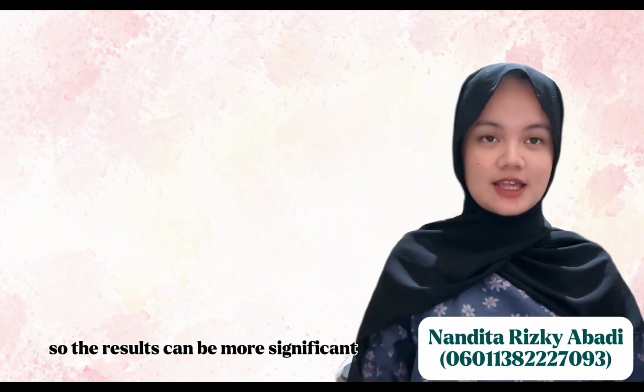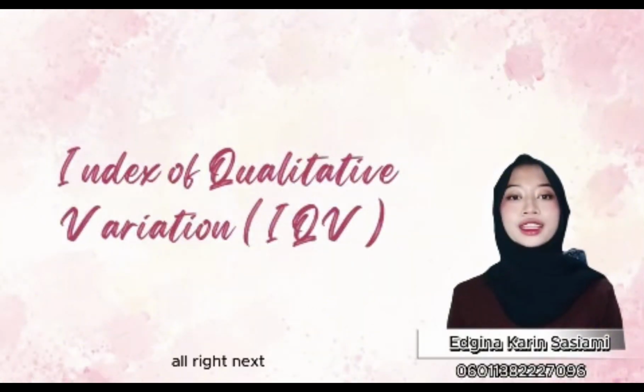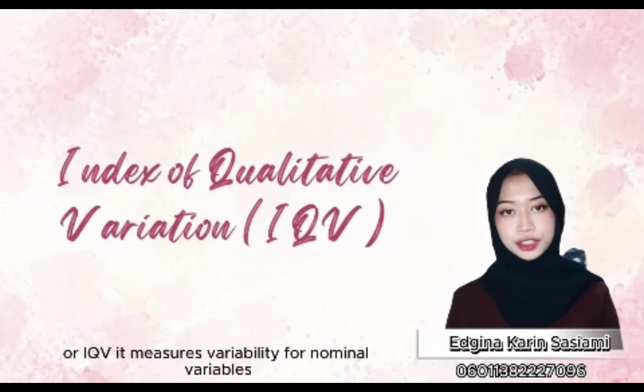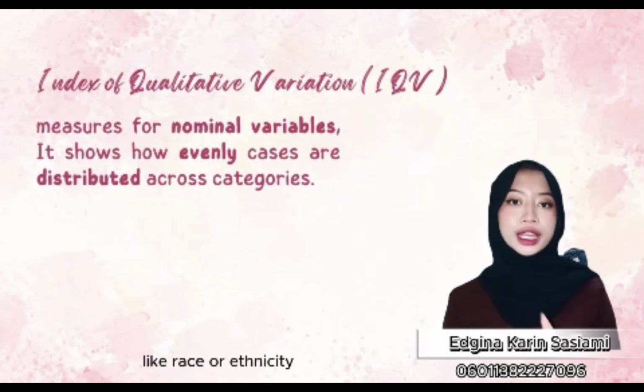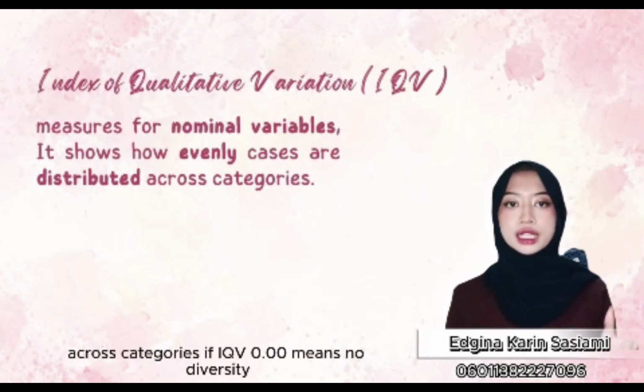So the result can be more significant. Alright, next, let's talk about the Index of Qualitative Variation, or IQV. It measures variability for nominal variables like race or ethnicity. It shows how evenly cases are distributed across categories.